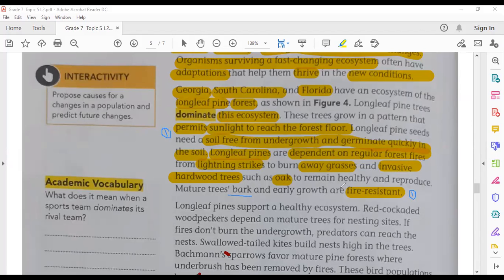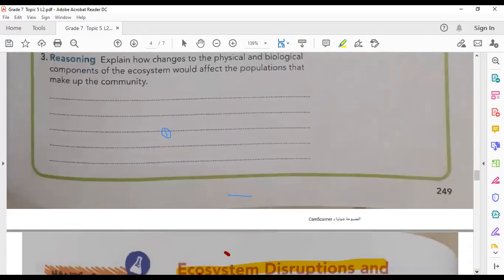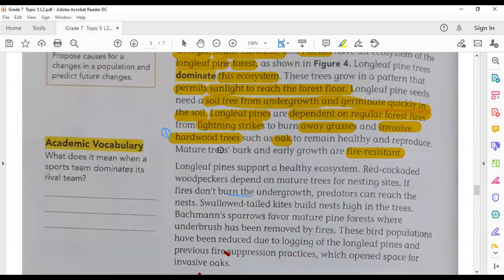Okay. Fine. So, in general, I want you to know that some organisms like these longleaf pines can tolerate or survive disasters that may happen to the environment, like fires, because they have a special adaptation. For example, the bark of these trees and the early growth are fire resistant, and they can grow in a pattern that permits sunlight to reach the forest floor, so the seeds can grow.